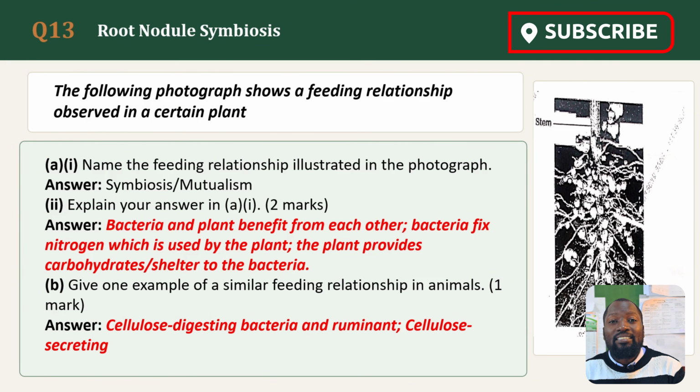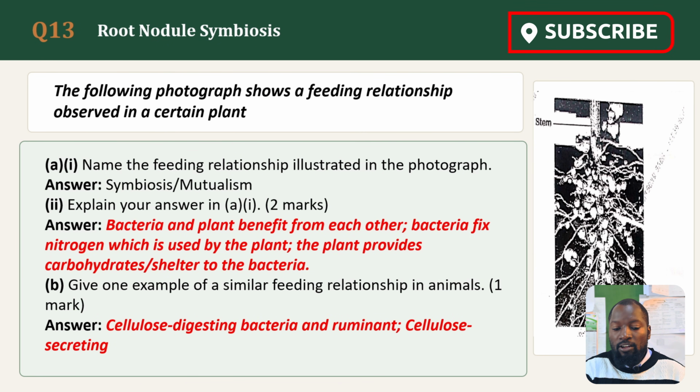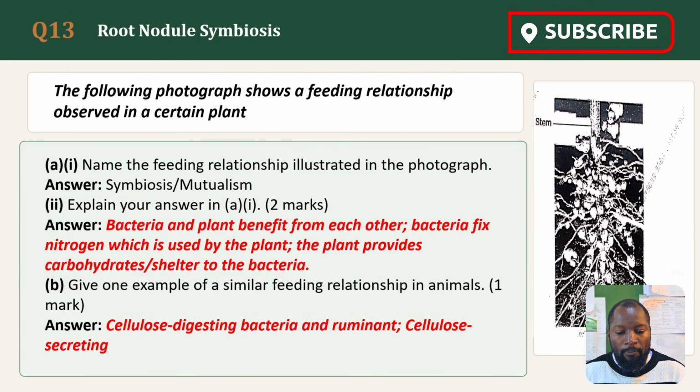So as the plant is providing carbohydrates to the bacteria, it's also providing shelter to the bacteria. The bacteria give back by fixing nitrogen, which is free in the air, fixing it into the soil, which is now used by the plant. So that's why they are living together in what we call a mutual relationship, a beneficial relationship.